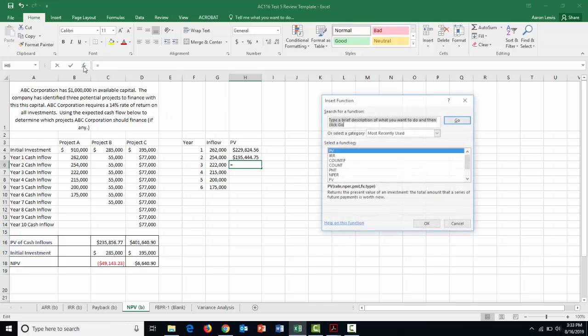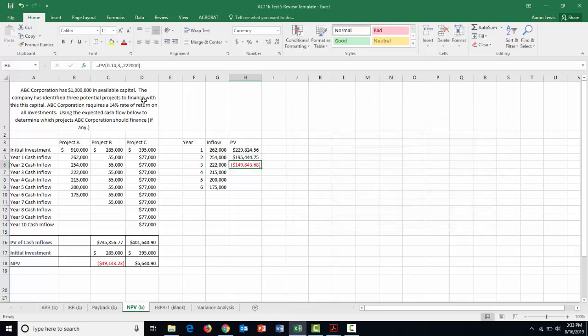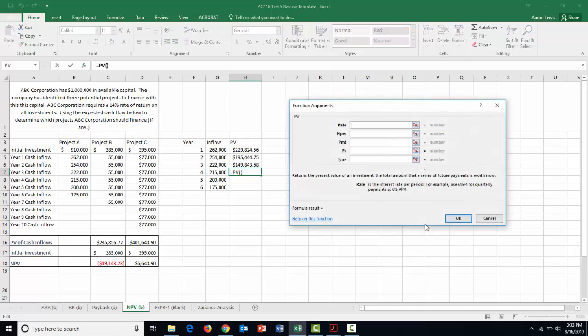Year 3, back to our present value function, and we're going to come up with a rate of 0.14. Number of periods is 3 this time for the year, and our future value for that year is going to be $222,000. Hit OK. Go in and throw in our negative sign, and it has a present value of $149,843.68. We're getting there.